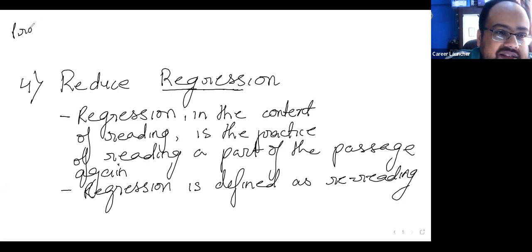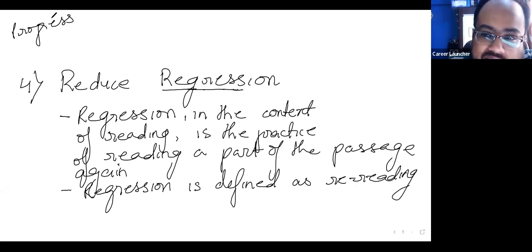So regress is basically the opposite of progress. Progress means to move ahead. Regress means to move back. So in the context of reading, regression means when you go back to what you have already read earlier and you read it again. It is the opposite of progression. Progression is moving ahead, regression is going backwards.